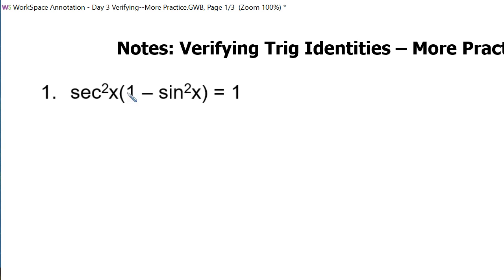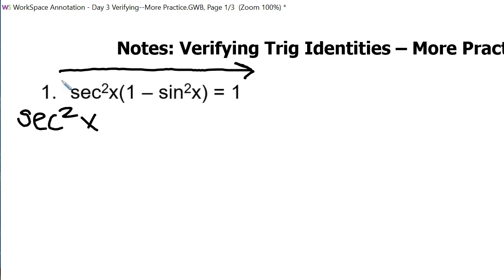Well, if I chose to start with the right side, I have a 1. And that, I really can't do anything to a 1. So we'll have to start with the left side and do some operations with it to prove that it equals the right side. So we're just going to put that arrow notating that I'm starting with the left side, and I'm going to prove that it equals the right side. So rewrite the left side. So we have secant squared of x being multiplied by 1 minus sine squared of x.